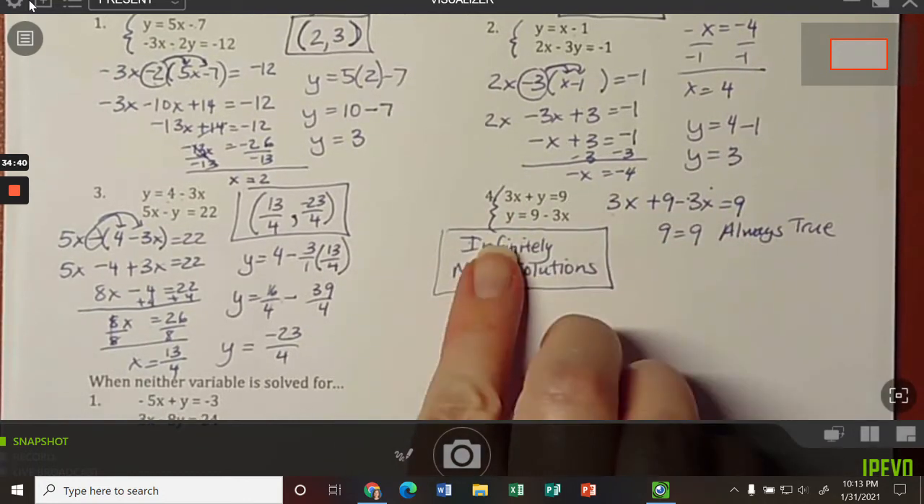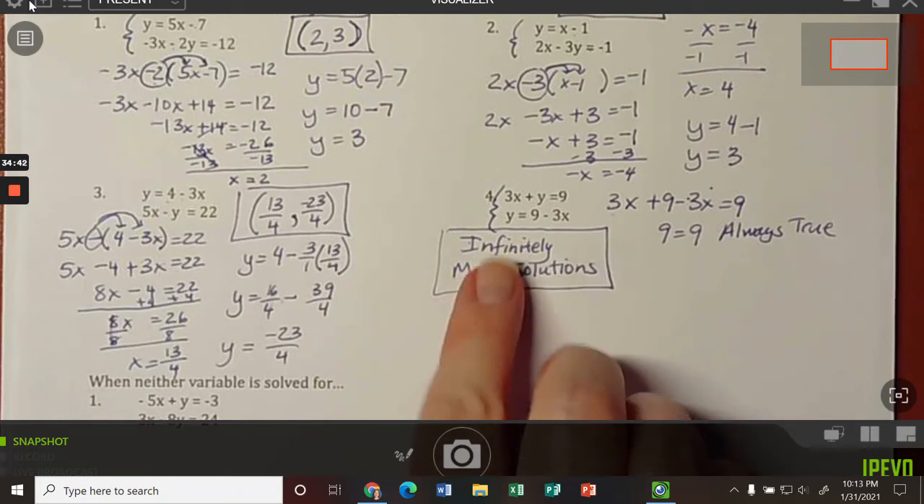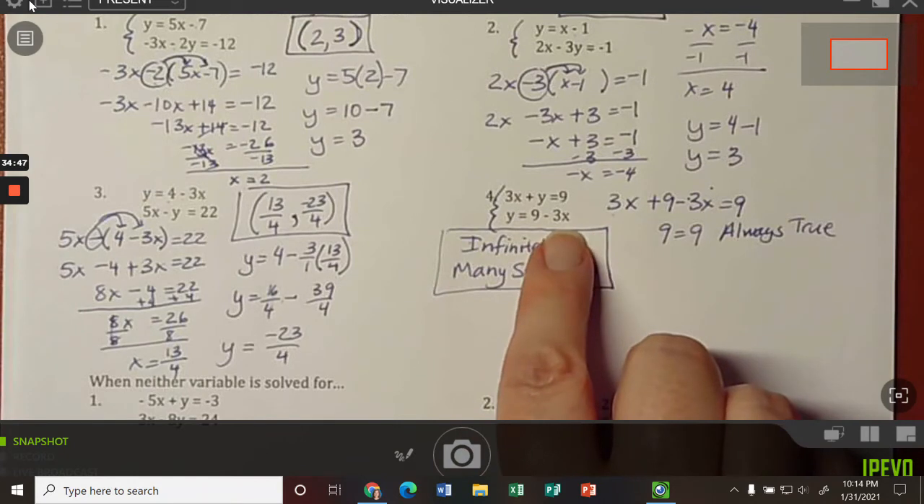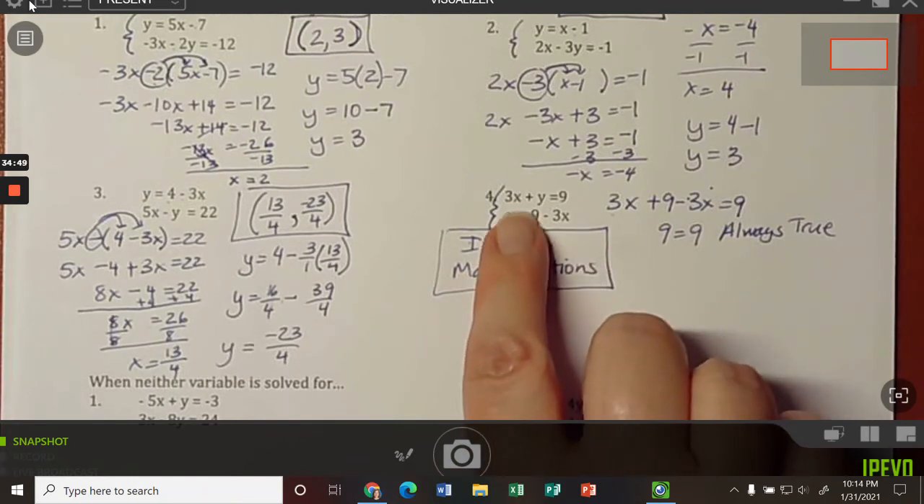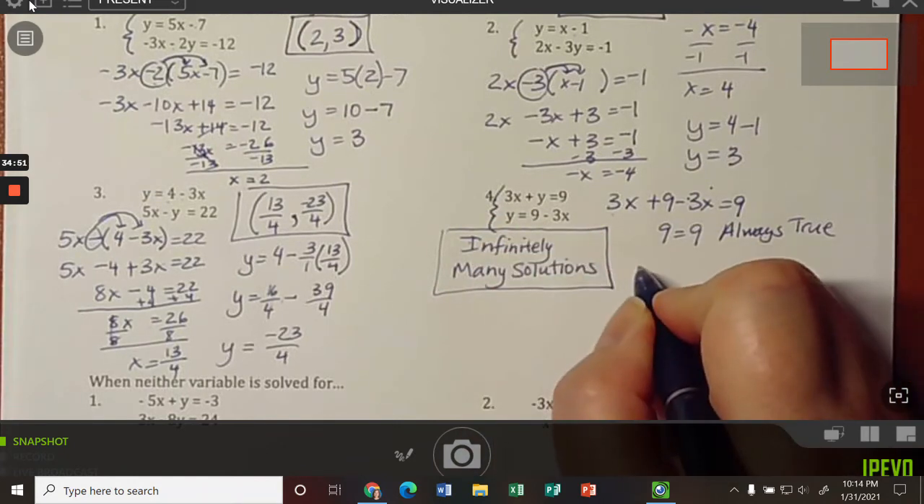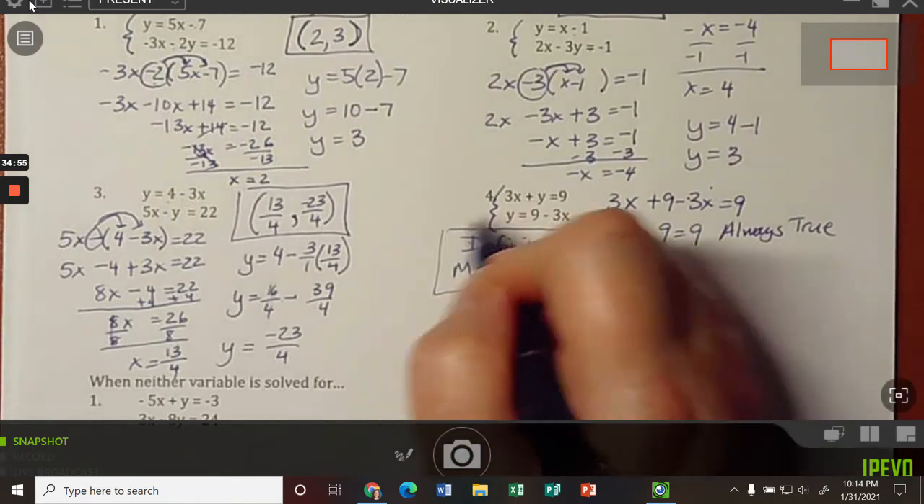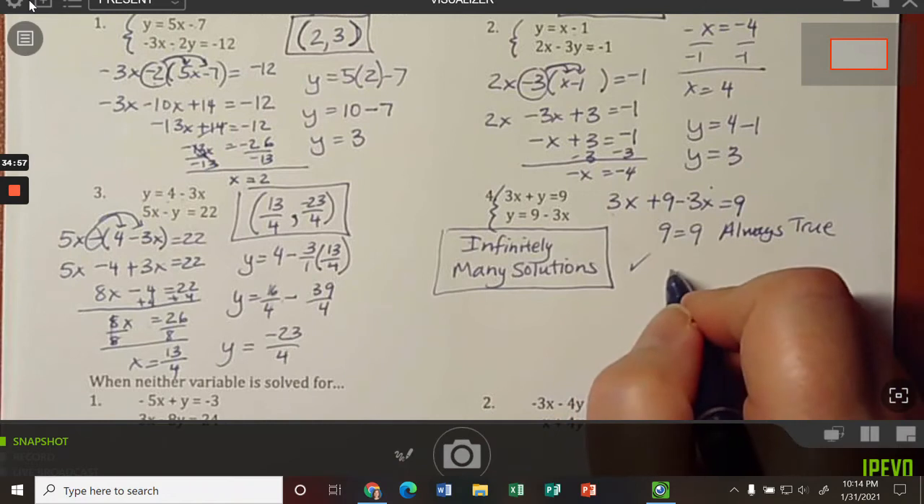And then if you're ever not sure and you just want to double check it, one way you can do that is to put them both in slope-intercept form and then compare. So let's take the top equation. So here's how we're going to check that. The infinitely many solutions, which would mean they're exactly the same line. So we're just going to put them both in slope-intercept form.